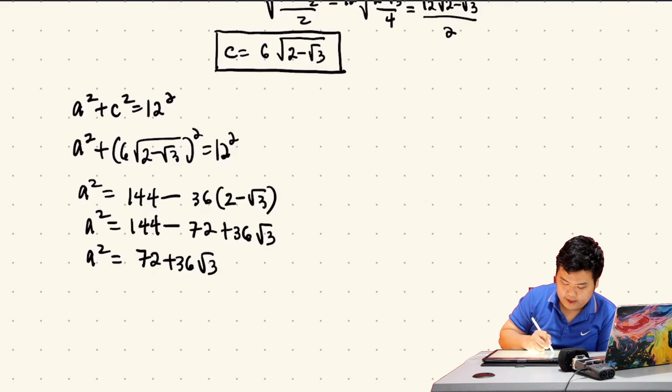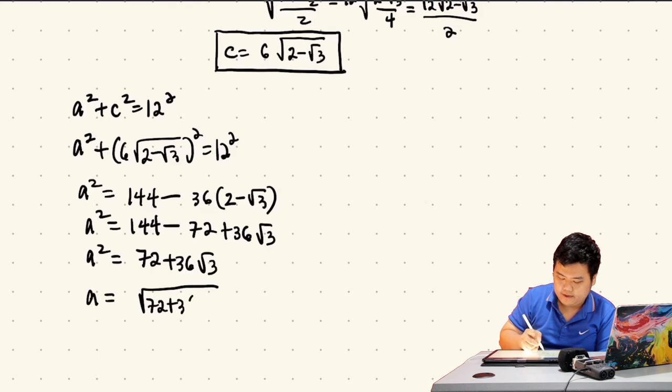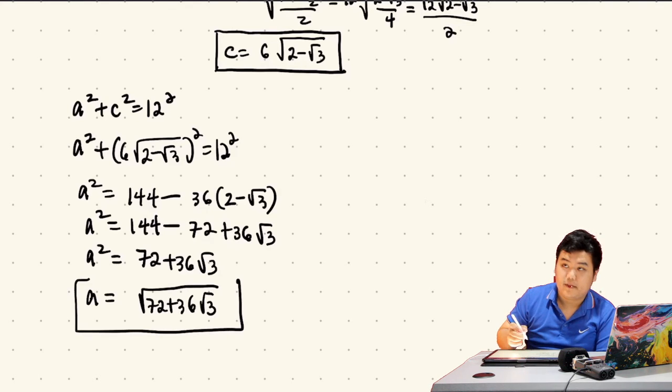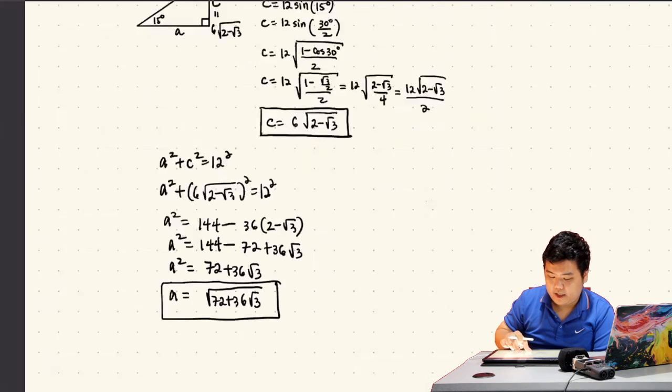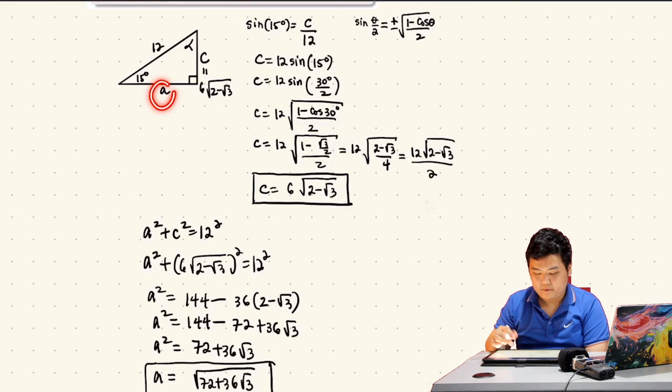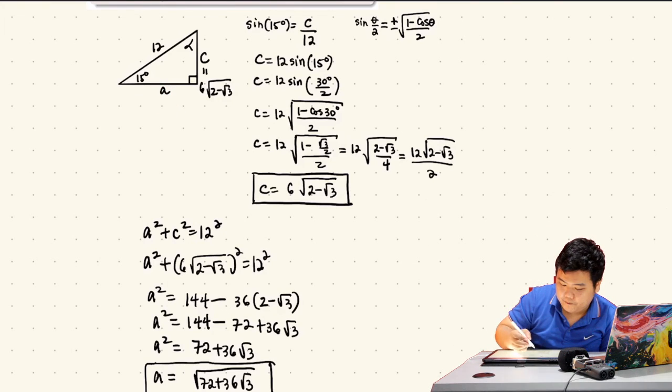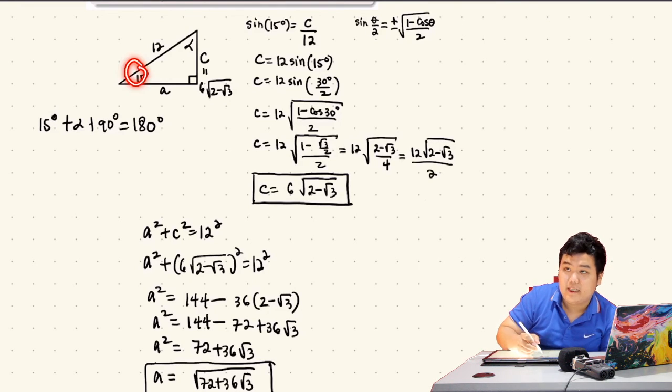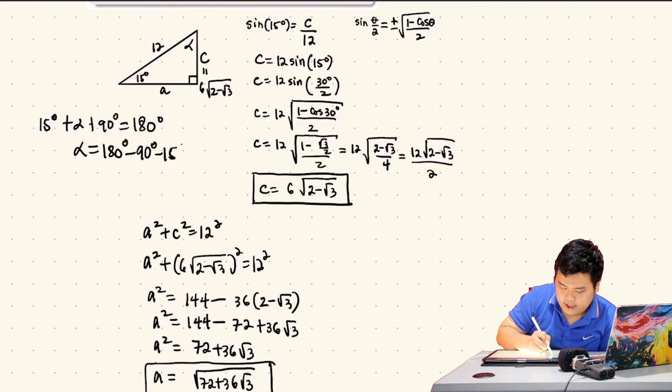Take the square root of both sides. A positive yung kukunin natin kasi si A ay length ng side. Okay? So that is our A. So yun yung value nito. And finally, ano yung value ni alpha? So alpha, so 15 degrees plus alpha plus 90 degrees is 180 degrees. Sum ng interior angles ng triangle is 180. So alpha is 180 degrees minus 90 degrees minus 15 degrees, or alpha is 75 degrees.